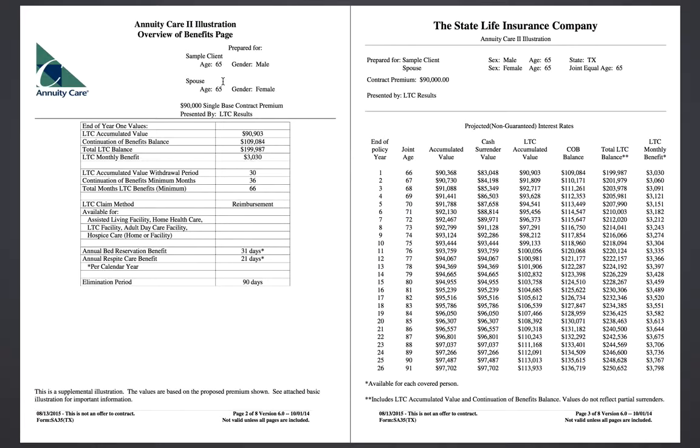If one of them was uninsurable, you would have to issue it on the other person, and only that person would be able to take out money for long-term care benefits. So let's look at what we've got. We have a $90,000 single premium going in.